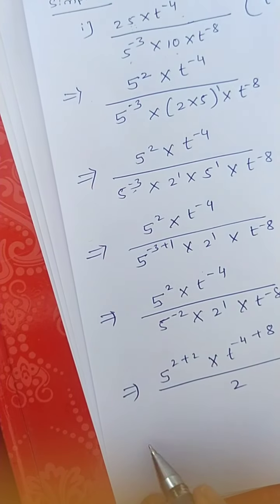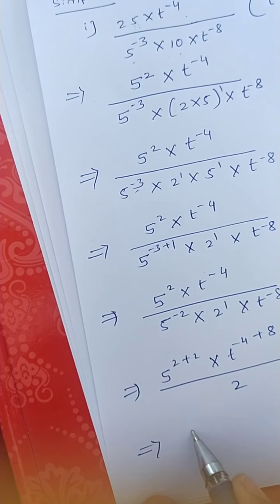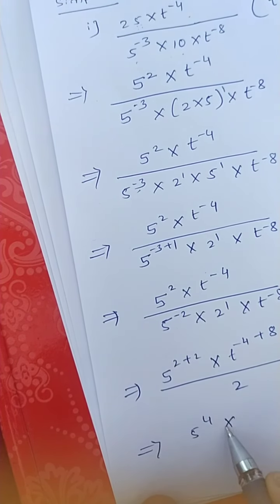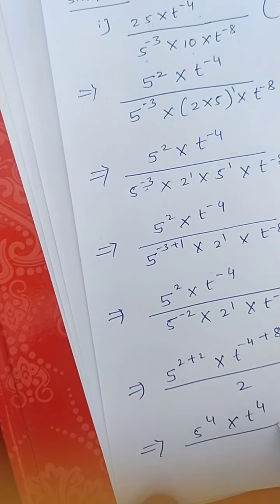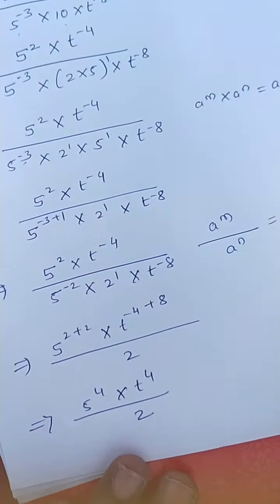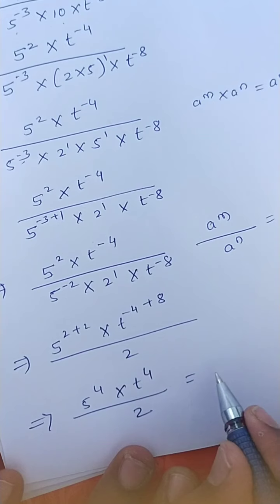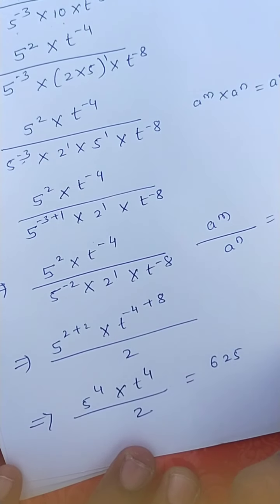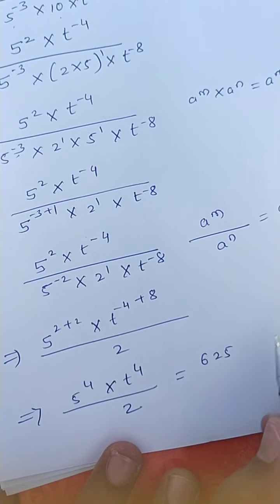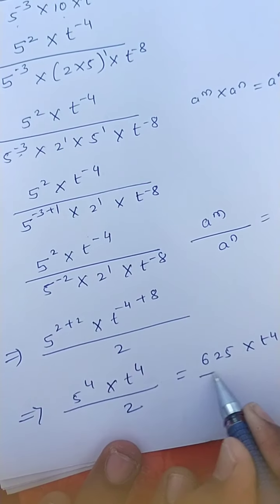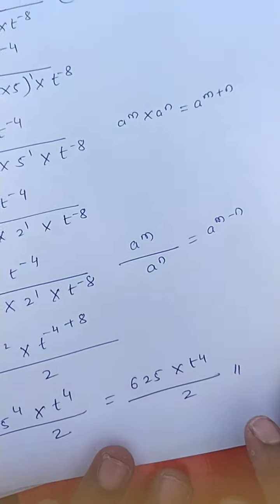So now see, 2 plus 2 is 4, into t raised to 4 whole divided by 2. Now see, 5 raised to 4, that is 5 multiplied 4 times. 5 fives are 25, 25 fives are 125, that is 625. So 5 raised to 4 value is 625 into t raised to 4 whole divided by 2. So this is your required answer.